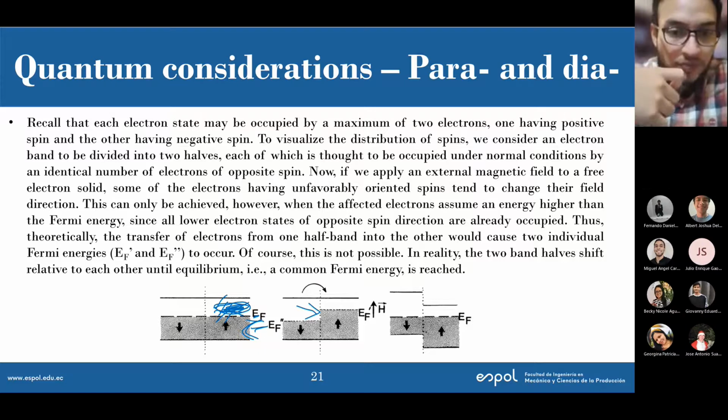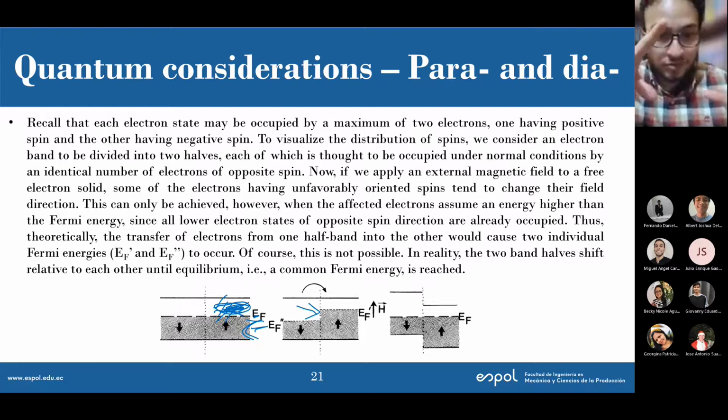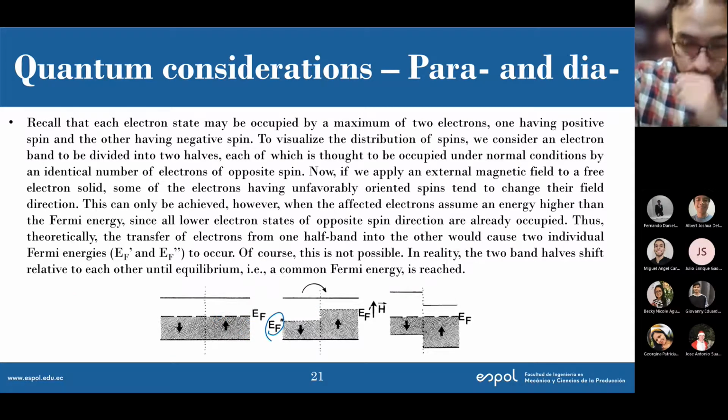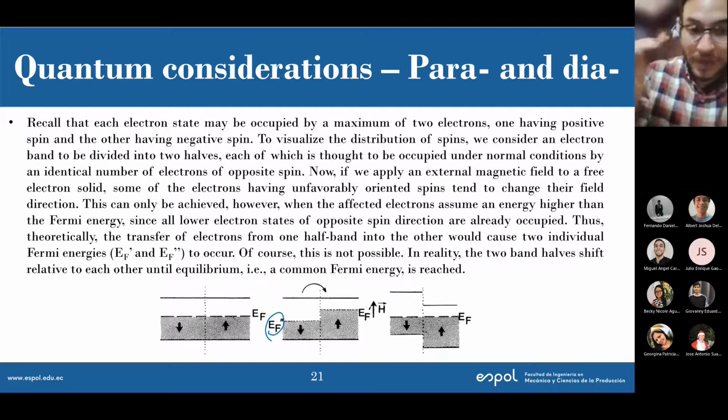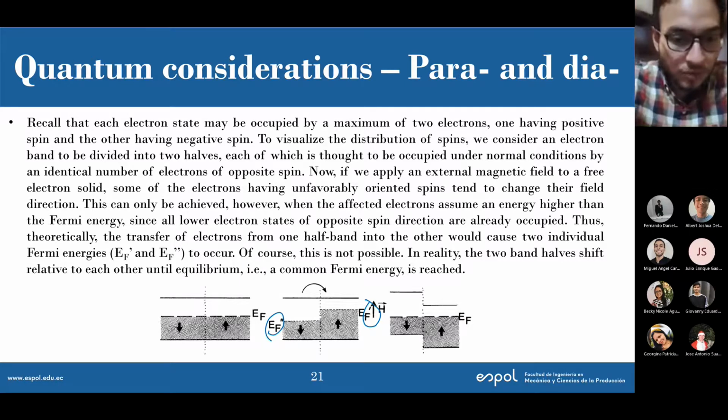So in theory, actually, this transfer of electrons from one half to the other will sort of cause two individual Fermi energies, right? Because that's what you're looking at here. It's like you will have one Fermi energy for this half, because remember, the Fermi energy is the maximum energy that the electron can occupy. And then you'll have more electrons, you will have another Fermi energy there. But we know that is not possible, right? That cannot happen.